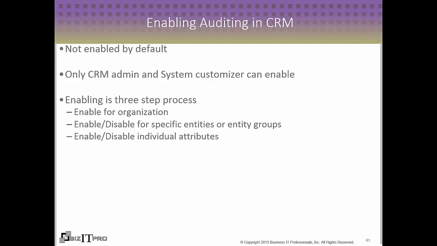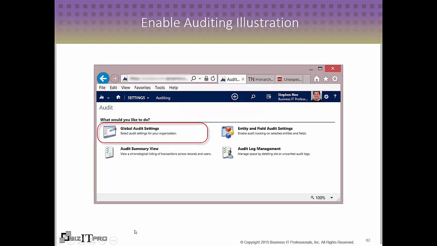First, you must enable it for the entire organization. Then you can enable and disable it for specific entities or entity groups, such as sales or marketing. And then finally, you can enable and disable auditing for individual fields or attributes. So let's take a look at how this is accomplished.